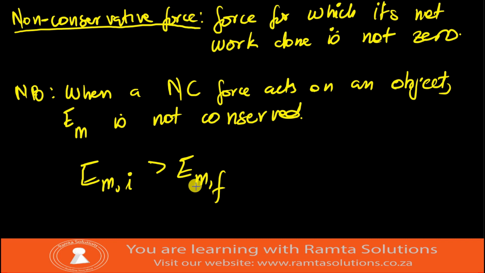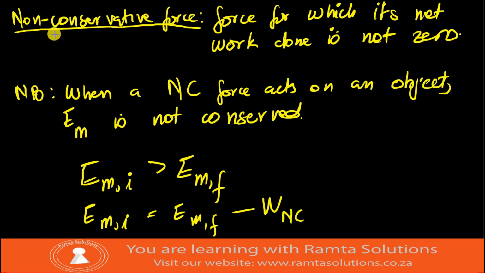Okay, it's basically equal to mechanical energy after. But we know energy is always conserved, right? So we have to include the work term. So what we can say is that the initial mechanical energy is equal to EM of F, the final mechanical energy, minus work done by a non-conservative force.